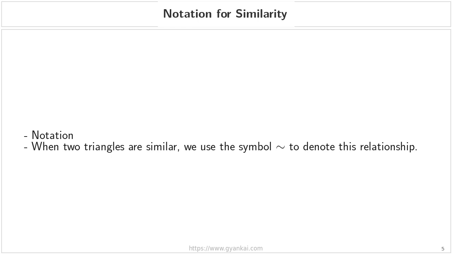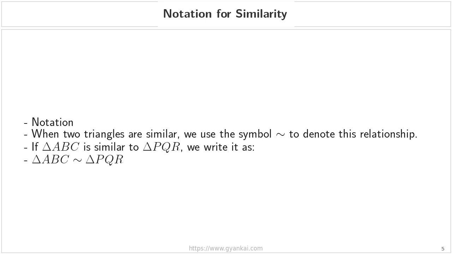Notation for similarity. Now that we understand the two fundamental conditions, equal angles and proportional sides, let's discuss how we actually write this down in a mathematical sentence. This is called notation. When we want to state that two triangles are similar, we don't write out the whole definition. Instead, we use a special symbol, a tilde, which looks like a small wavy line. This symbol, pronounced "is similar to," denotes the relationship between the two shapes. For example, if we have triangle ABC and triangle PQR, and they meet all our criteria, we write, triangle ABC is similar to triangle PQR.